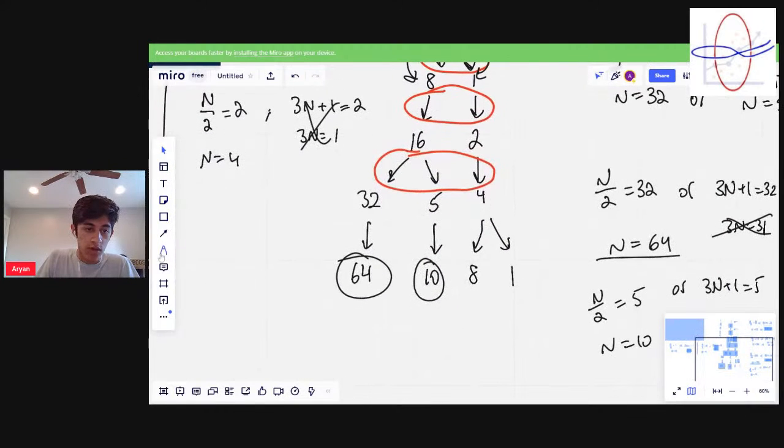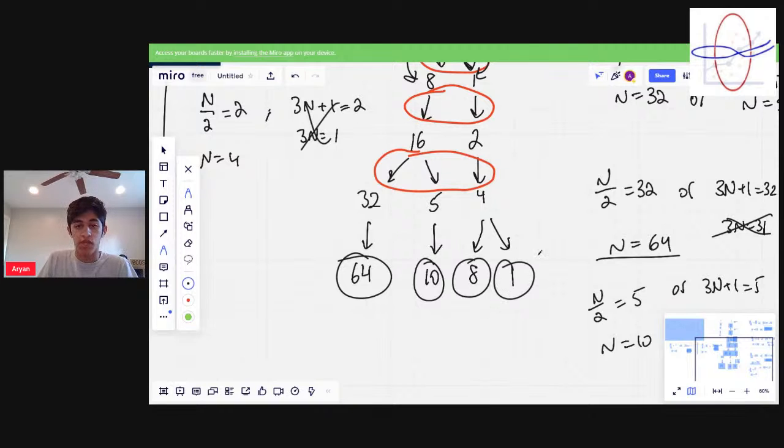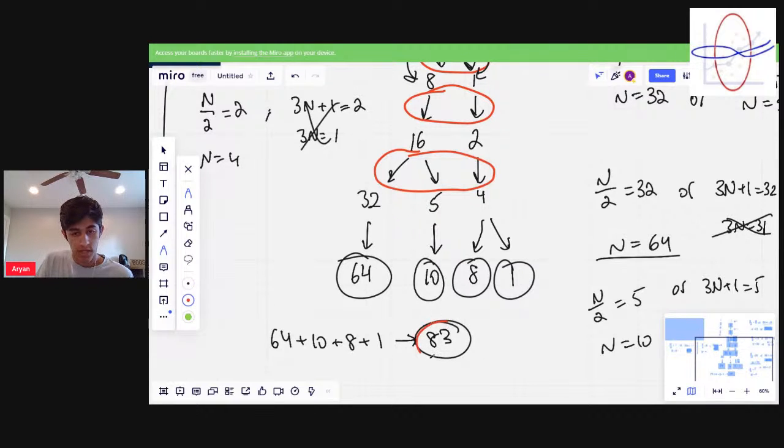So now the question asked us for the sum of all these integers that would lead to 1 after we apply the function 6 times. And we've shown that these are the 4 numbers. So we just want to add 64, 10, 8, and 1. And that would come out to 83. And this would be our final answer. So we circle this and move on.